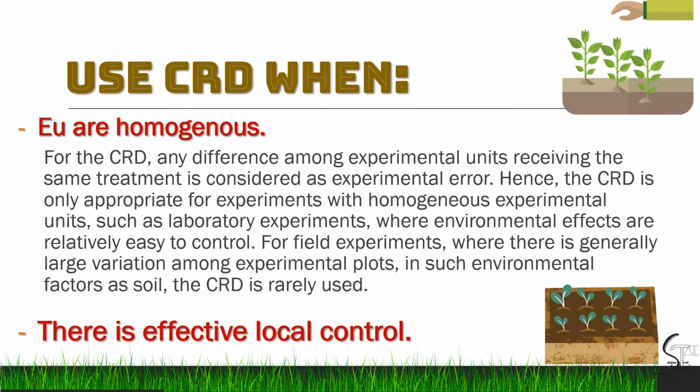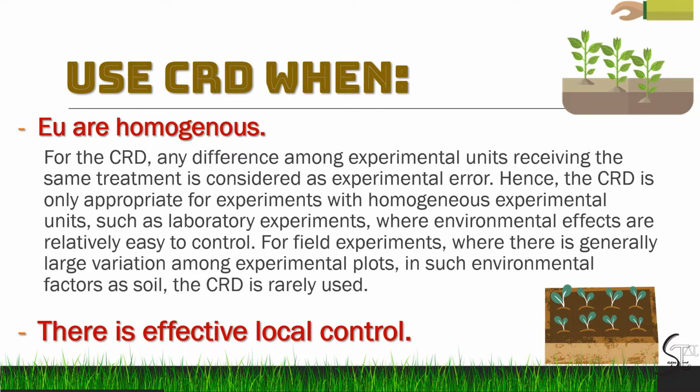So we will use completely randomized design when, number one, your experimental units are homogeneous. For the CRD, any difference among experimental units receiving the same treatment is considered as experimental error. Hence, the CRD is only appropriate for experiments with homogeneous experimental units such as laboratory experiments, where environmental effects are relatively easy to control. So the environmental factor does not vary, because it's a controlled experiment.